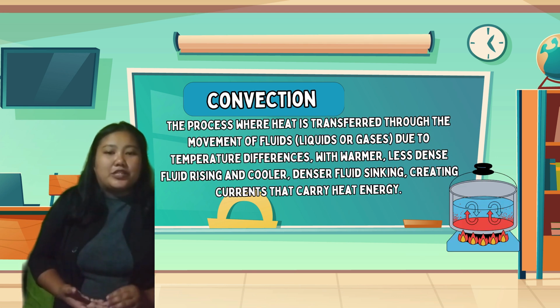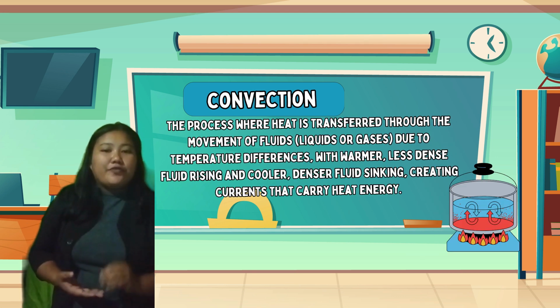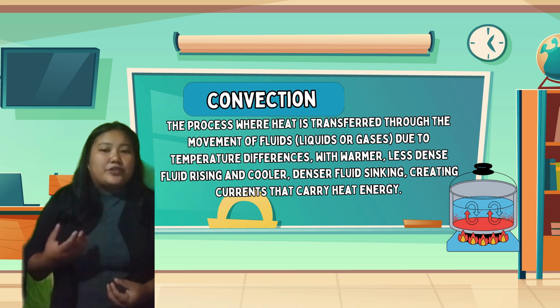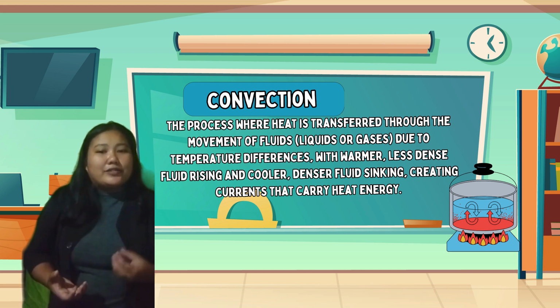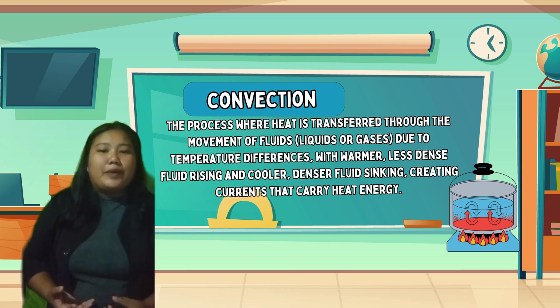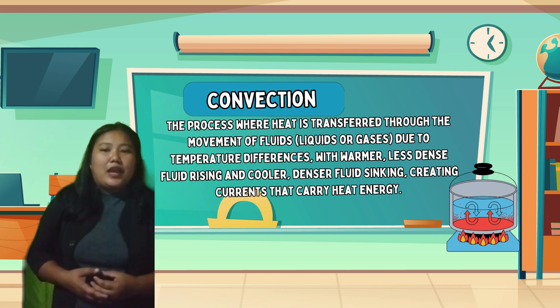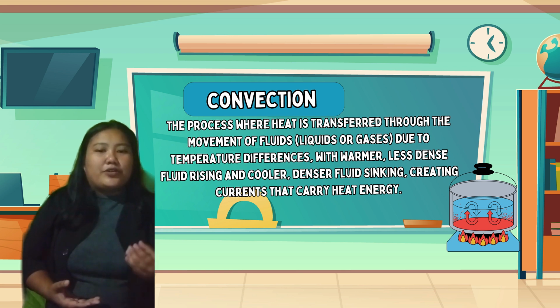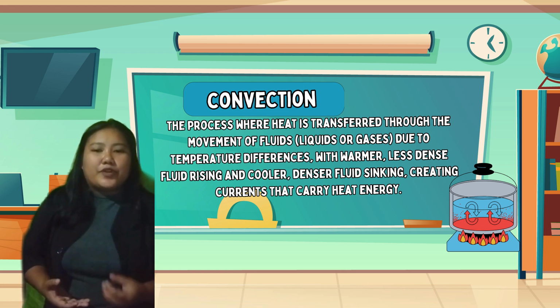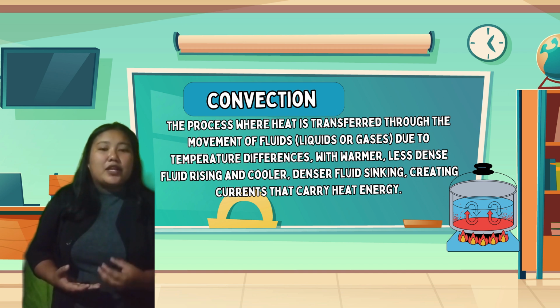Next mode of heat transfer is convection. Convection is the transfer of heat through the movement of fluids, like liquids or gases. When a fluid is heated, its density decreases, causing it to rise. Cooler, denser fluid sinks to replace it, creating a cycle of movement that distributes heat. This process is known as a convection current. Convection is a major mechanism for heat transfer in the atmosphere and oceans.